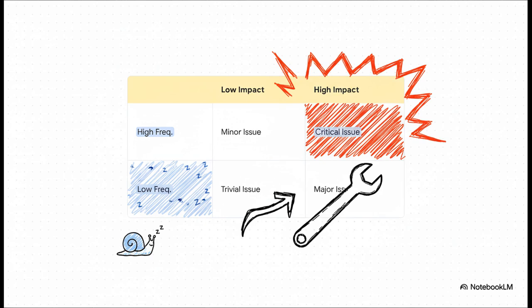Okay, so you've got this long list of problems. How do you decide what to fix first? You can't do it all at once. That's where a tool like this severity matrix comes in. It's super simple, but so helpful. A problem that has a high impact, meaning it totally stops a user from doing something, and happens all the time, that's a critical issue. You fix that now. But a problem with low impact that rarely happens, that can probably wait. It's all about making smart, data-driven decisions.